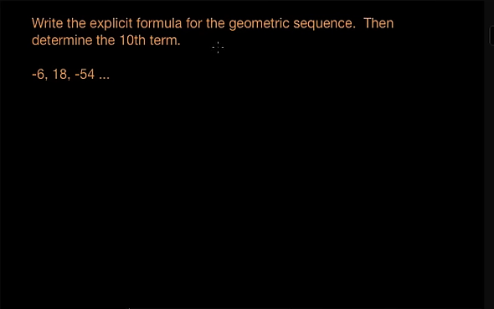Okay, so let's start with our explicit formula, or the general formula for an arithmetic sequence. This procedure should be fairly familiar to you by now. Our first goal is to find the first term of the sequence, and that's always easy when you're given the first few terms of the sequence. So our first term is -6. Our second goal is to find our common ratio.